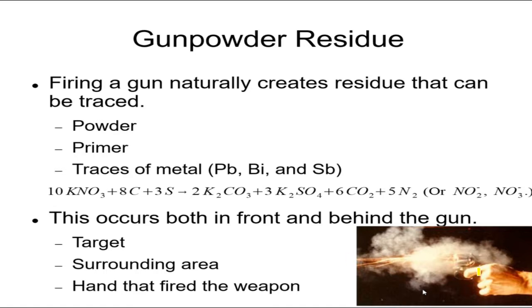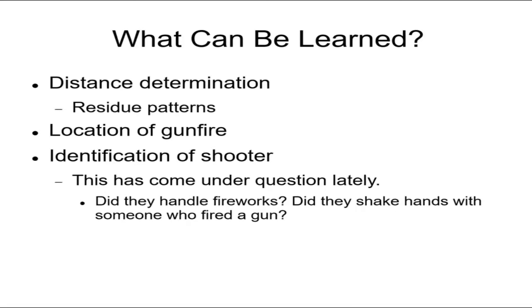That's really very important, because if we find a suspect, we say, hey, let's check your hand. Do you have any of this nitrate, any of this trace lead, bismuth, or antimony on your hand? I mean, people don't usually handle lead, bismuth, and antimony. It's found in gunpowder. So why would you have that on your hand? Unless you fired a gun.